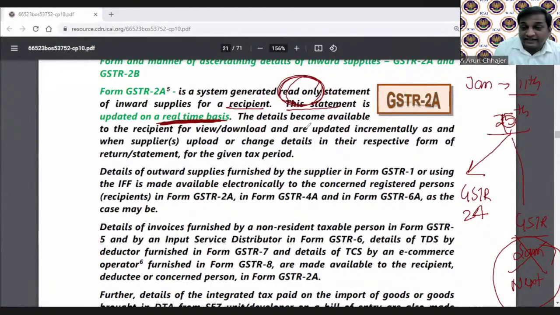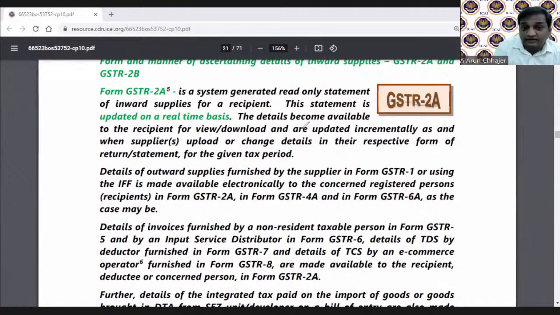I will come back to why it is not appearing in the same month, but in the next month. The details become available to the recipient for view or download and are updated incrementally as and when the supplier uploads or changes the detail in the respective form of the return for the given tax period.